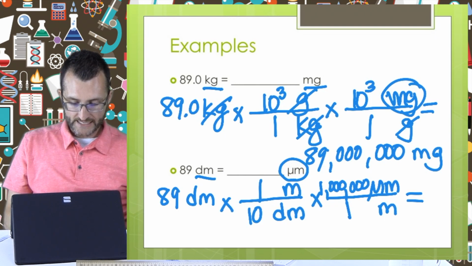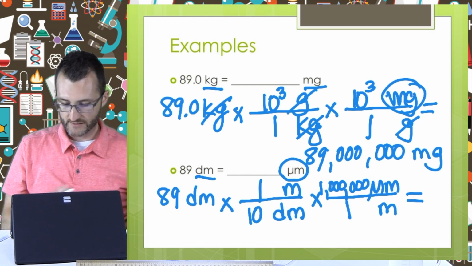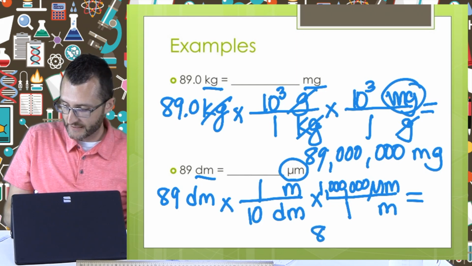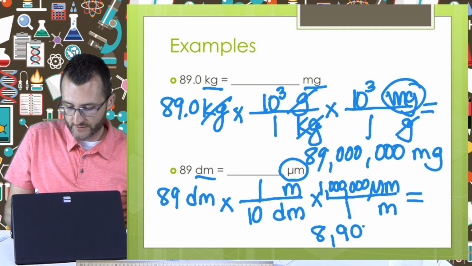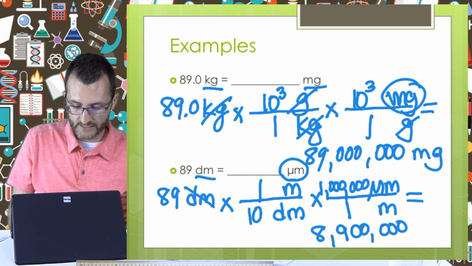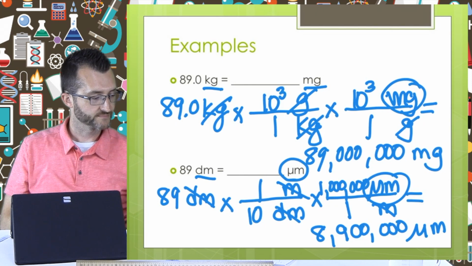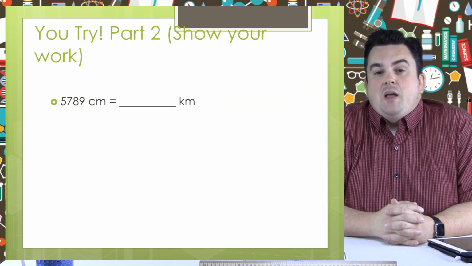So I have to do 89 times 1 times a million, and then divide by 10 at the end. It looks like I get 8,900,000. Let's check the units. Decimeters cancel out, meters cancels out, and I'm left with micrometers. Perfect. Good job.